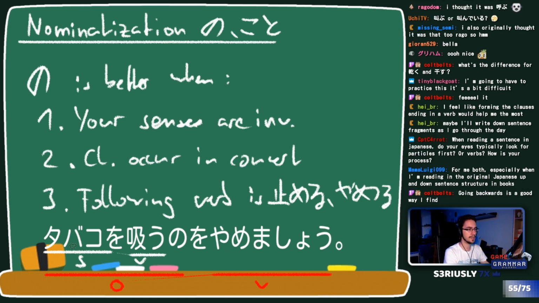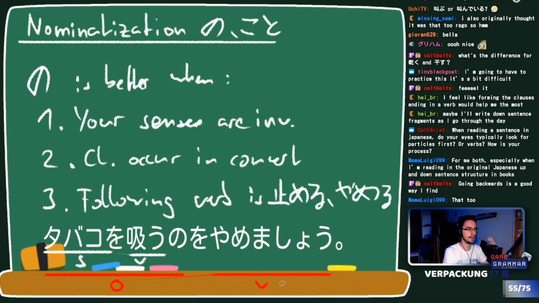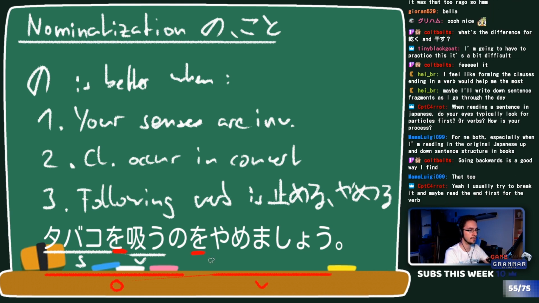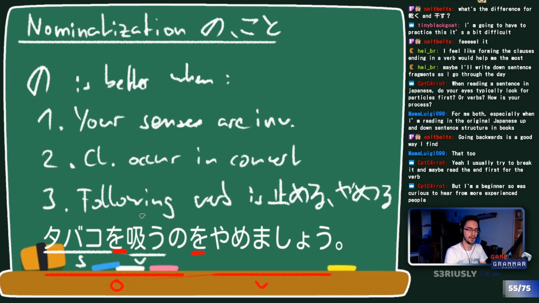So let's stop smoking. タバコを吸う. 吸う means to smoke or to suck. タバコを吸うのをやめましょう。So by the way, here you see, as we get more complex and have multiple clauses in a sentence, we will have repeating particles. We have an o here and an o here. A lot of beginners, when they first start, think that you can only have one o in a sentence. That's not true. You can have multiple o in a sentence. You can have multiple ga in a sentence because you can have multiple clauses.